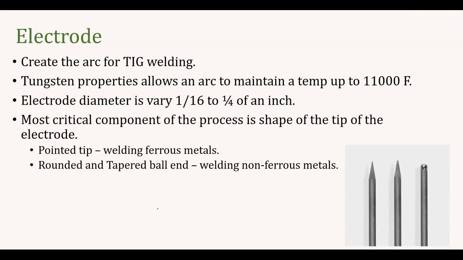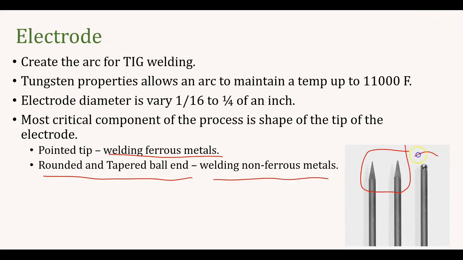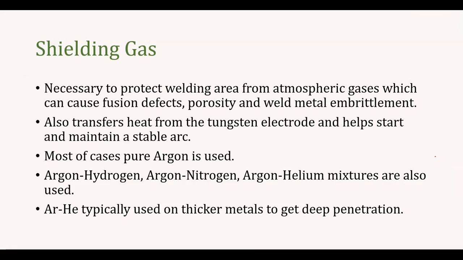There are two types of electrodes you can see from this image. One is a pointed tip, and this is typically used for ferrous metal welding. And you can also have a rounded or tapered ball type of tip, which is generally used for non-ferrous welding. Here you can see, right? So in the torch you will have two types of welding electrodes: one is the pointed type, generally used for ferrous welding, and the other is the rounded or tapered ball, generally used for non-ferrous metal welding.